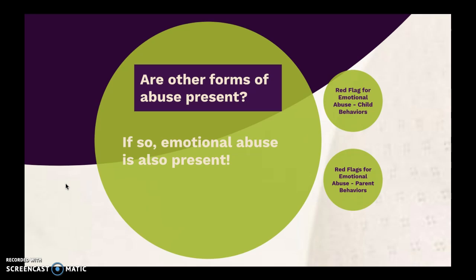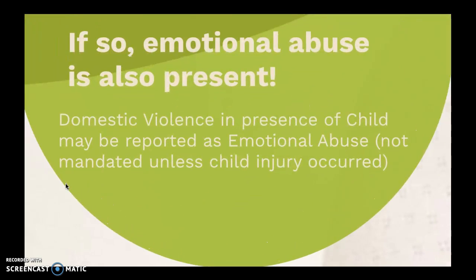So emotional abuse does not have to be by itself. It is typically a way that we can see that abuse, since parents can often hide the other types of abuse. One other important fact is domestic violence in the presence of a child may be reported as emotional abuse. Although it's not mandated unless the child injury occurred, you do still have the ability to report it.